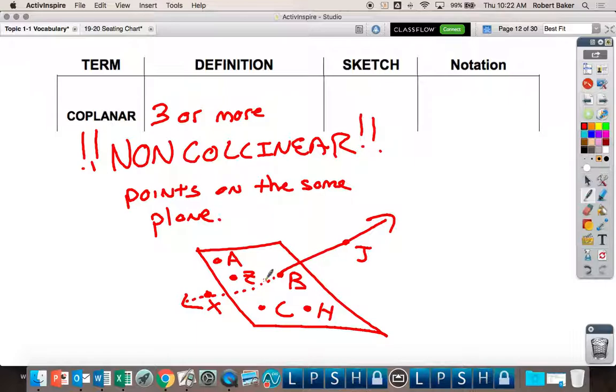Are points A, Z, B, and H collinear? I'm sorry, coplanar. Yes. A, B, Z, and H are coplanar. Are points A, B, C, and Z coplanar? Yes, I'll be very careful here. Are points X, B, and J coplanar? Yes. I have two yeses. I have one no.